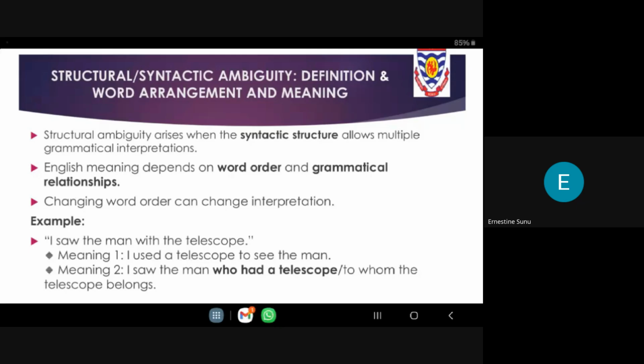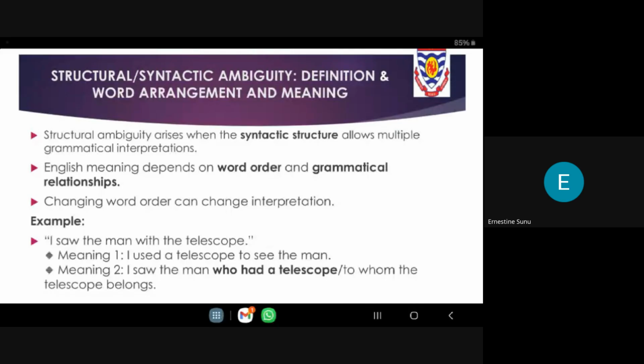So what then is structural ambiguity? It has to do with syntactic ambiguity because it's about how words are arranged in a particular utterance, which generates multiple interpretations. That is all about structural or syntactic ambiguity. So English meaning depends on word order and grammatical relationships. Changing word order can change interpretations.